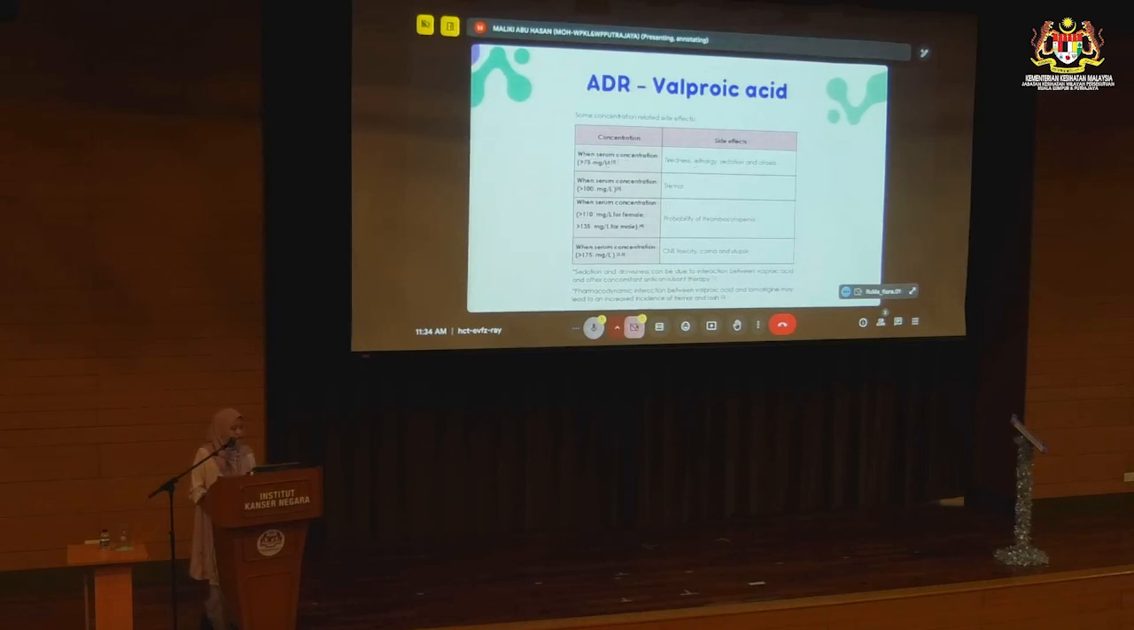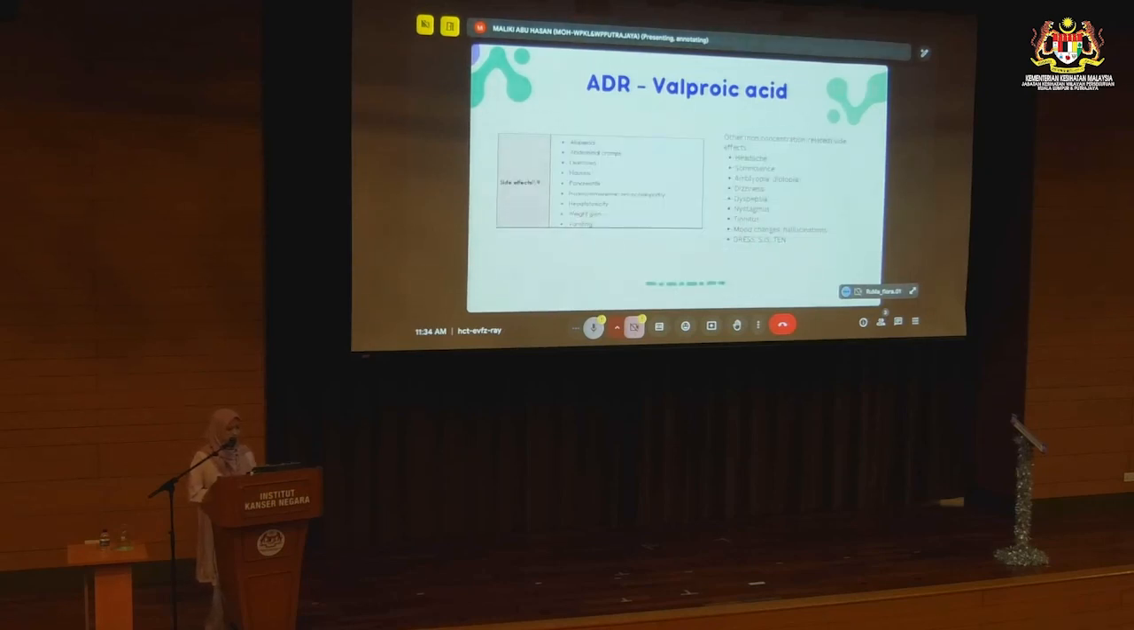When the serum concentration is more than 75, patients can complain of tiredness, lethargy, sedation, and ataxia. When it's higher, more than 100, there is tremor. More than 110 or more than 135, there is a probability of thrombocytopenia. And when you have extremely high serum concentration, that is when CNS toxicity can happen. Okay, there are a lot of other side effects; these are non-concentration-related side effects. So a bit more general. If you're unsure, you can always send a level lah. Okay.